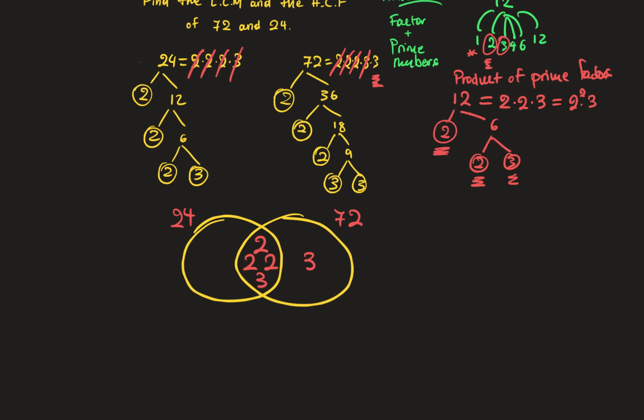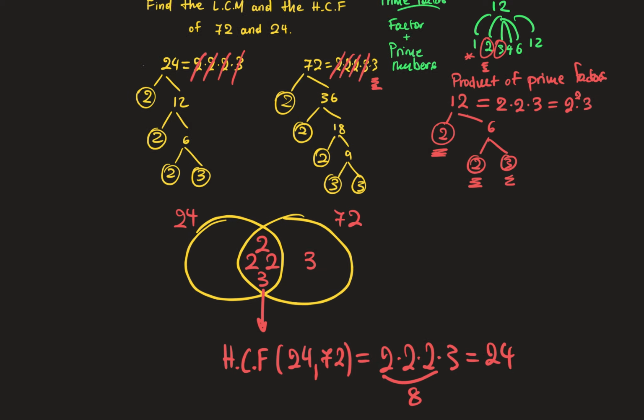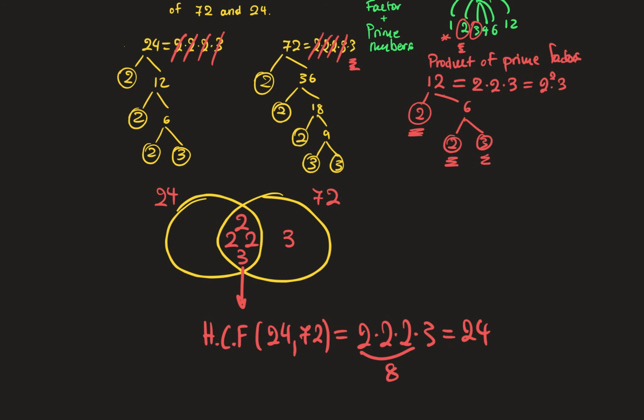So once you construct the Venn diagram, whatever you have here in the middle is going to be the highest common factor. So the highest common factor of numbers 24 and 72 is 2 times 2 times 2 times 3. That's going to give you 8 times 3. That's going to give you 24, right? So the highest common factor of 24 and 72 is 24. Or otherwise, that means that 24 goes a specific number of times into 72, right? And that number is 3. 24 times 3 gives you 72. So therefore, that's the highest common factor, right?